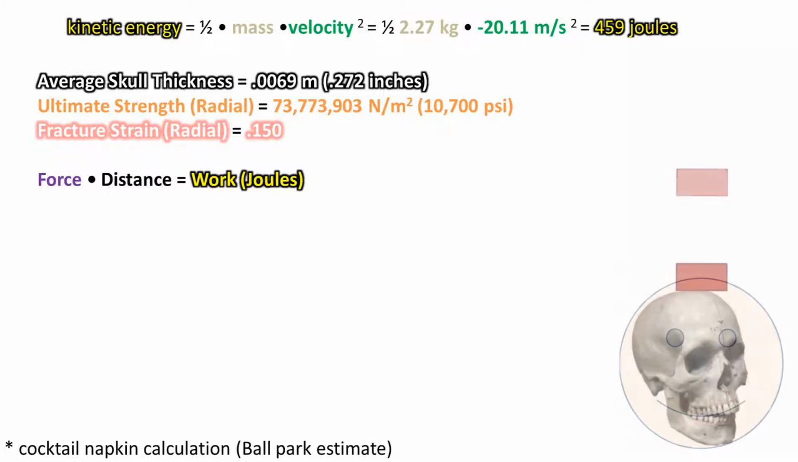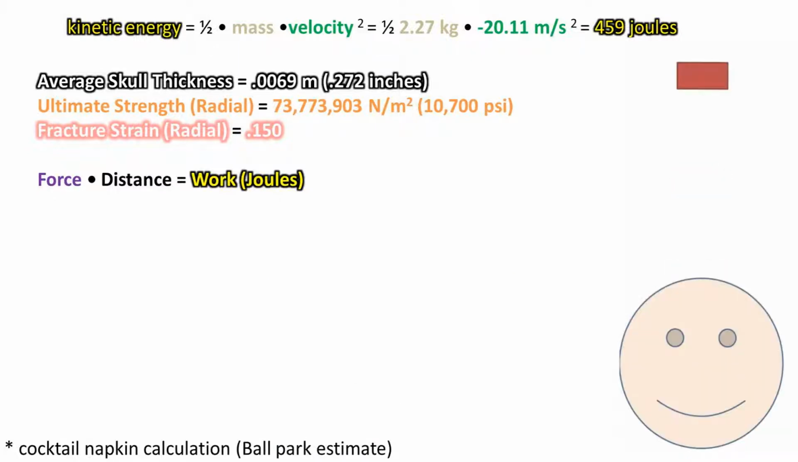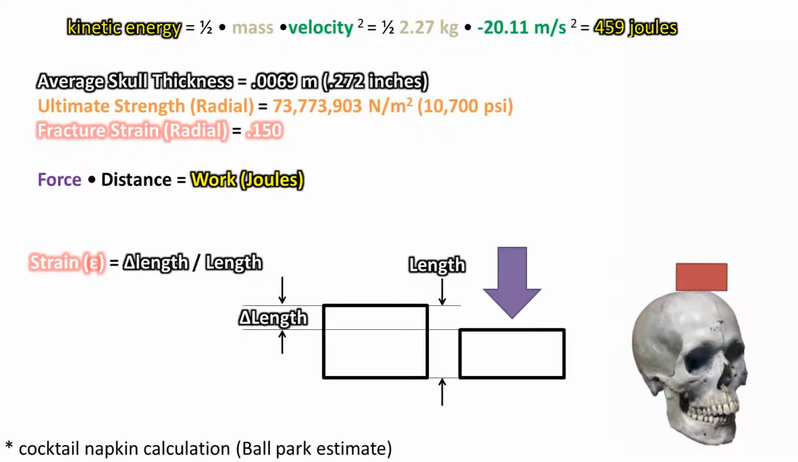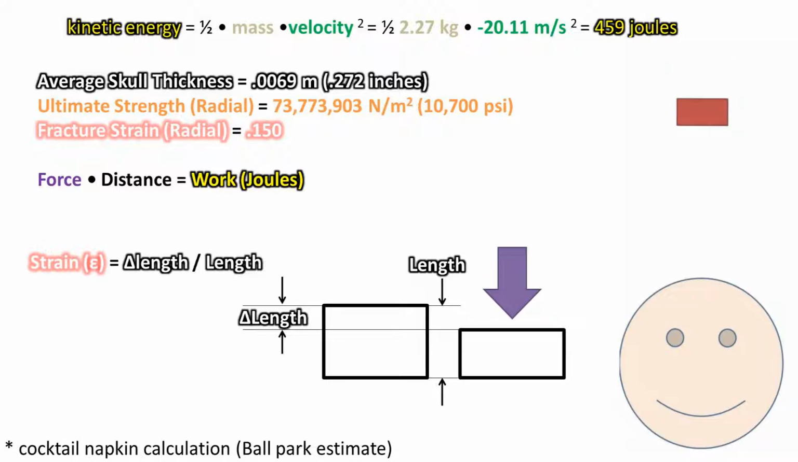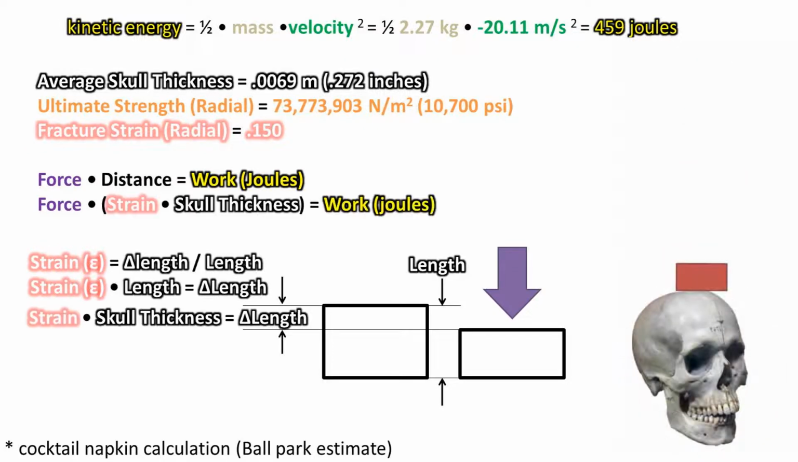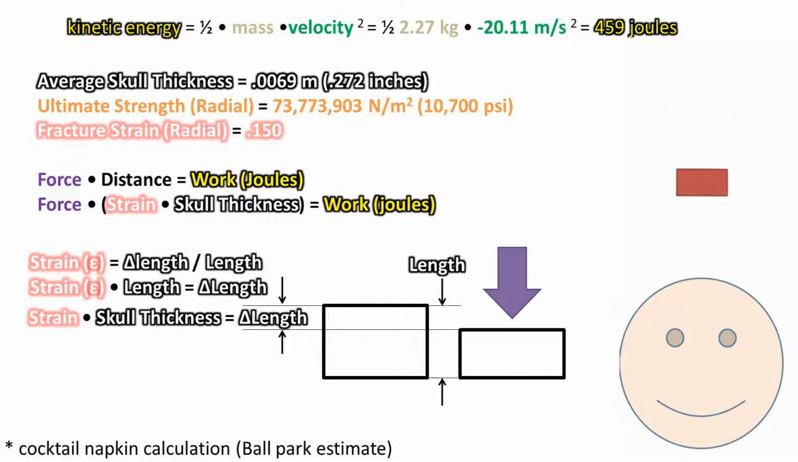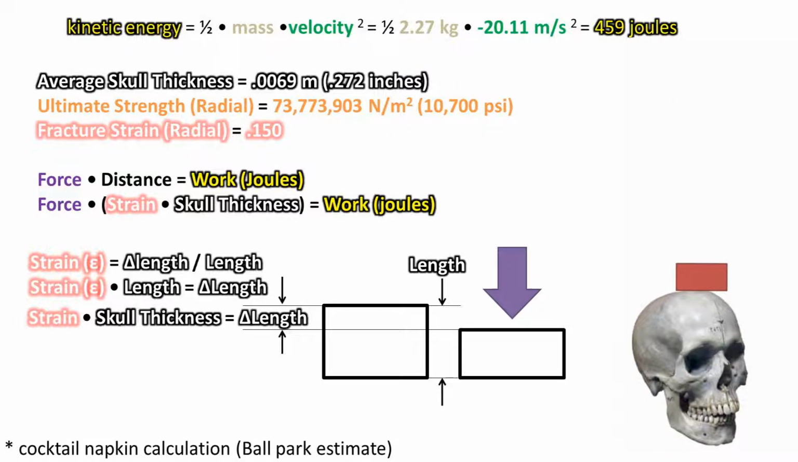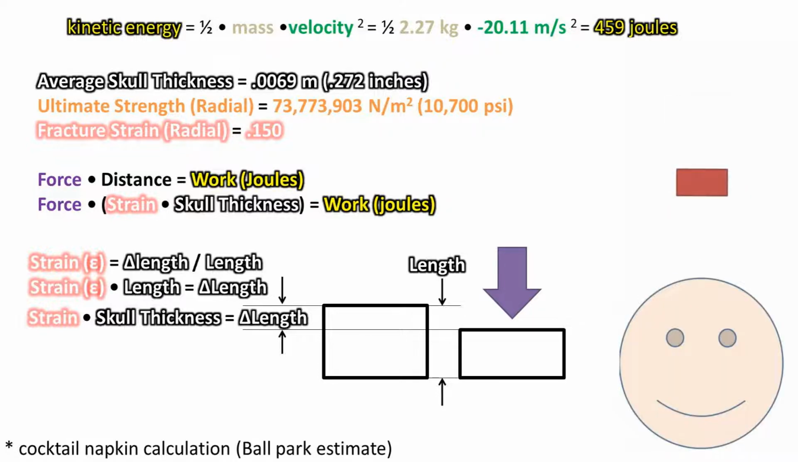Now recall that force times the distance equals the work in joules. And also recall that strain equals the change in length over the original length. So the strain times the skull thickness equals the change in length. We want to get this distance, which is basically the amount of compression distance to fracture.